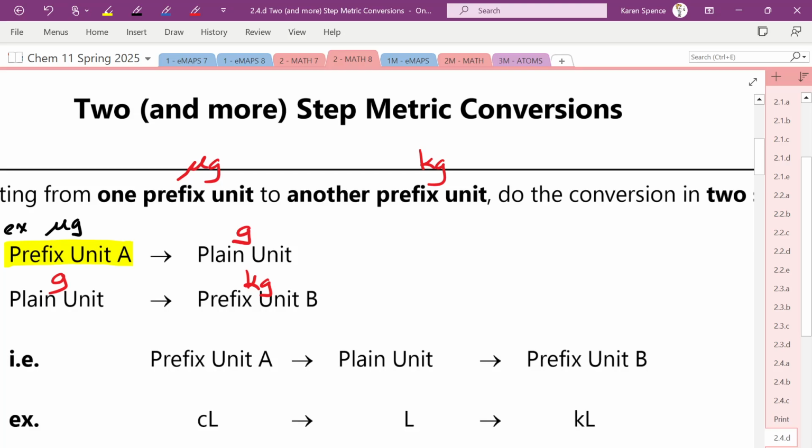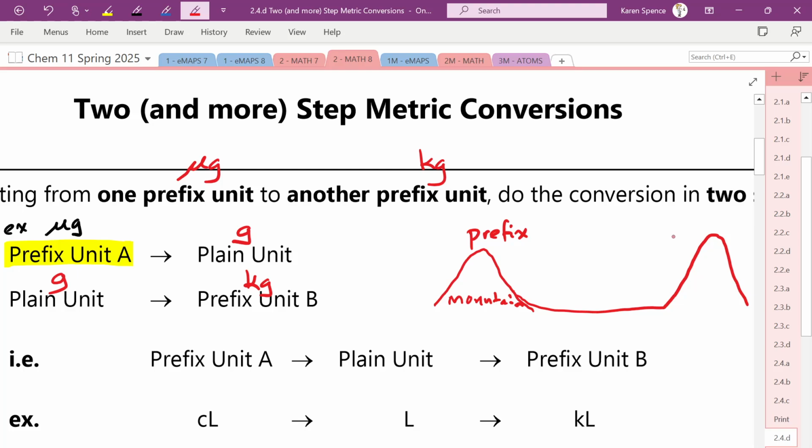So what you're doing, and I taught it this way last year, I said, let's say you have a little mountain here. Okay, that's our mountain, and that is our prefix unit. Now, in order to get to the other prefix unit, you have to go across the plain. Okay, so to get from one prefix to the other, it's going to be a 2-step process. 1 from prefix to plain, and then 2 from plain to your second prefix.